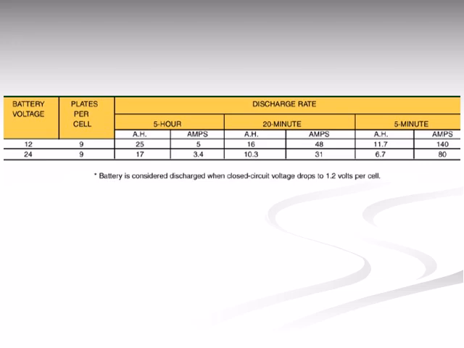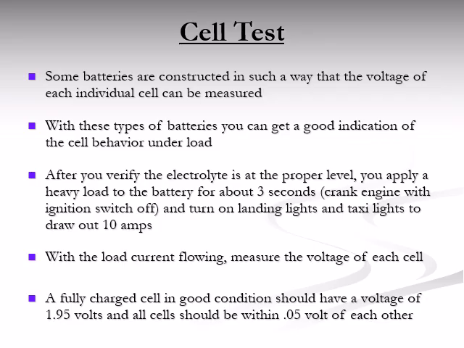It's important to note that a battery is considered fully discharged when its closed-circuit voltage drops to 1.2 volts per cell. Understanding these values helps technicians determine the battery's condition, capacity, and whether it can handle specific operational demands. To test a battery cell, measure the voltage of individual cells under load to identify weak ones. Good cells should read about 1.95 volts and be within 0.05 volts of each other.